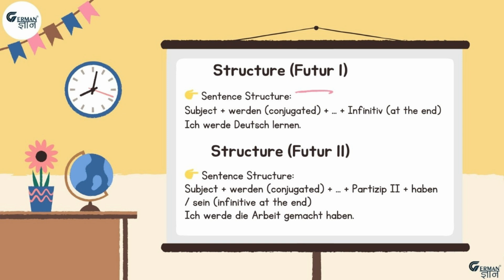For example, Ich werde Deutsch lernen. And then for the sentence structure of future 2, we use subject, then werden again conjugated according to the subject, then rest of the sentence, and then comes participle zwei of the action verb, then haben or sein at the end of the sentence. For example, ich werde die Arbeit gemacht haben.